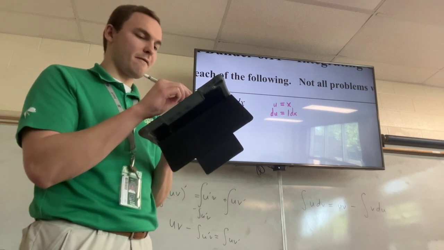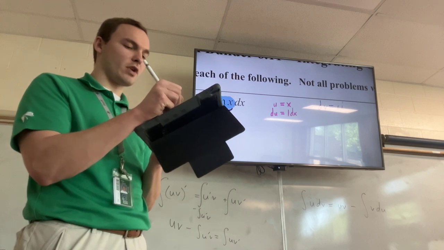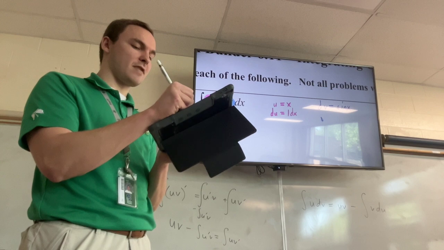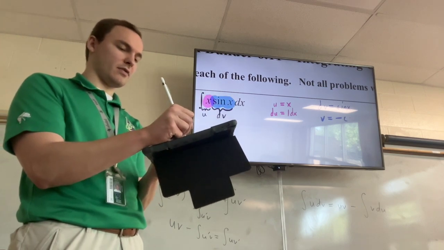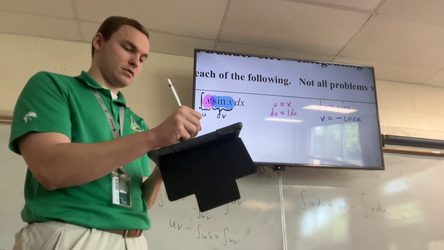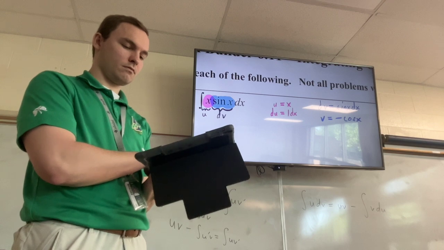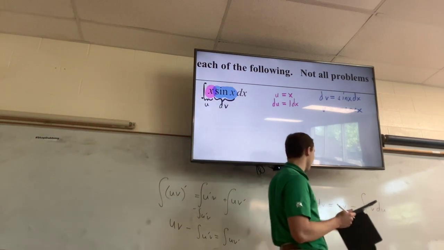Okay, and then for the blue part, I know dv equals sine x, so what am I going to do with this? Find the antiderivative. That will give me v. The antiderivative of sine x is what? Negative cosine of x. Okay, and then I just plug these into the formula, okay?